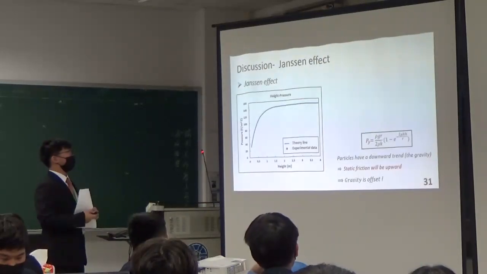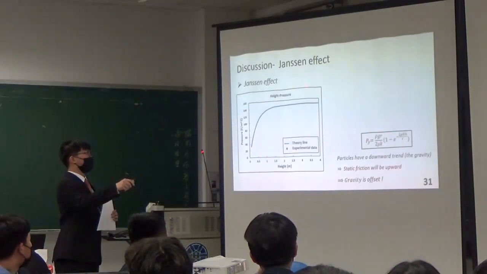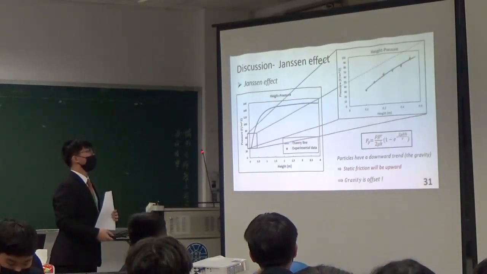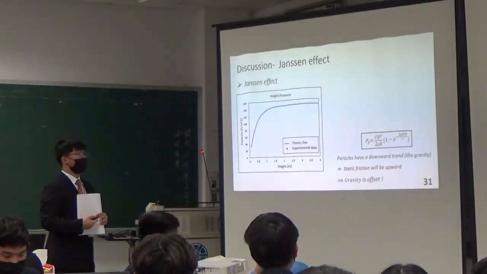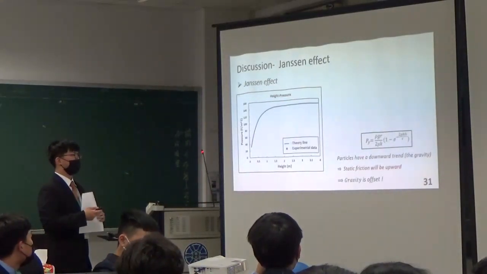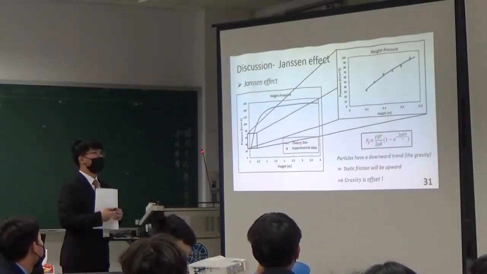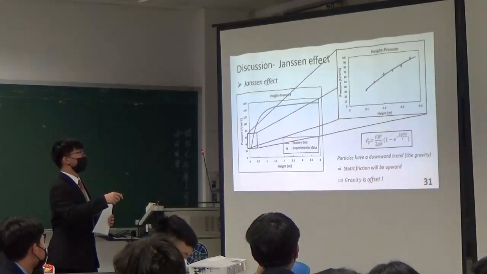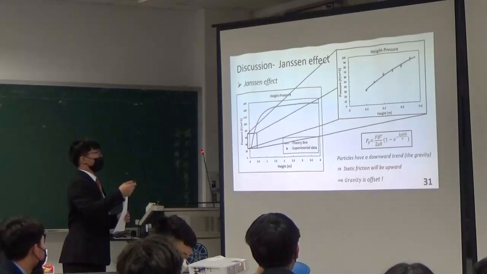And this discussion is about the Jensen effect. We can know that in the final graph, the pressure will remain a constant, but it's because the particle has a downward trend due to gravity, so the steady balance will be upward. So the gravity will offset in the final section of the graph. However, in our experiment, the scale is small, so we can ignore the influence of the Jensen effect.